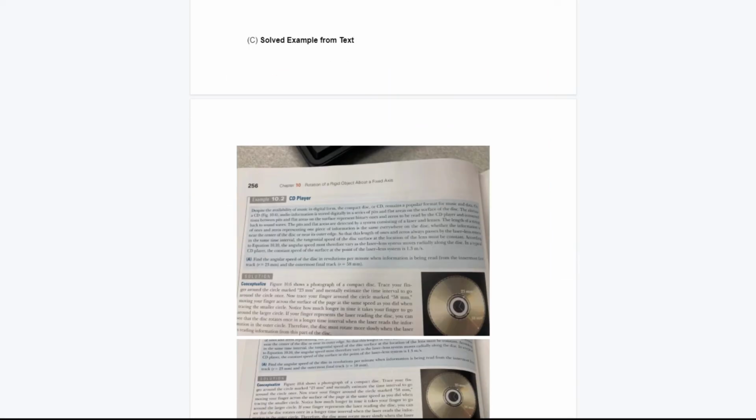So for our solved example from the text, most of this is just a CD player, right? If you put a CD into a CD player, it rotates around that fixed axis to play it. Initially, they'll solve for the angular speed, and they'll end up getting 2.1 times 10 to the second revolutions per minute. Then they will solve for how many revolutions, which is the angle theta. And finally, they'll solve for the angular acceleration, which would be negative 7.6 times 10 to the negative 3 radians per second squared.